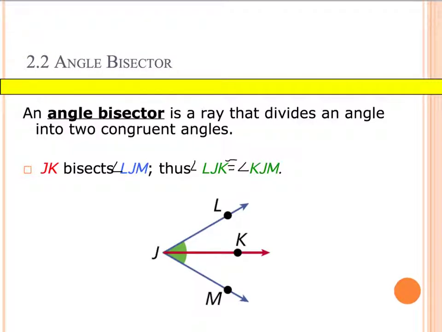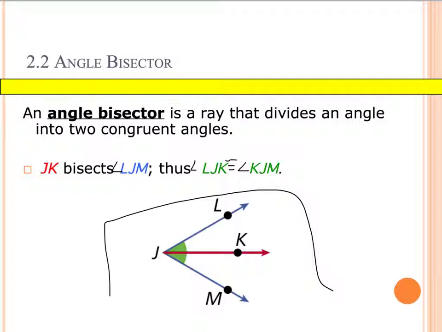Here it is. Please write this one down. Yes, please also draw that picture. I would like you to draw that picture down there as well. It says, an angle bisector is a ray that divides an angle into two congruent angles. It says JK bisects angle LJM, which means angle LJK is congruent to angle KJM.